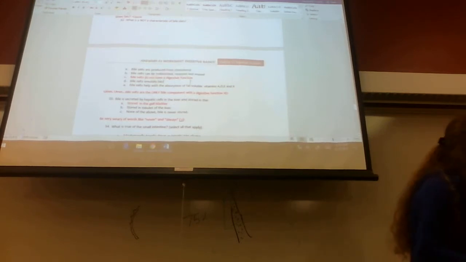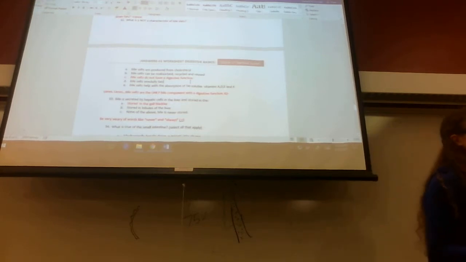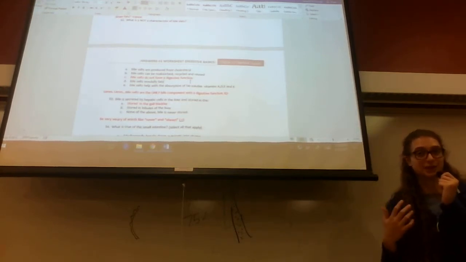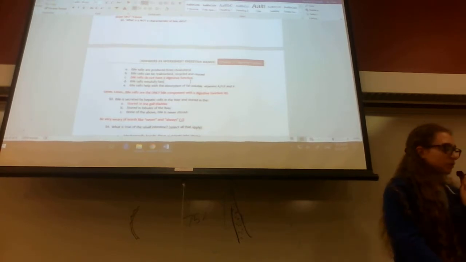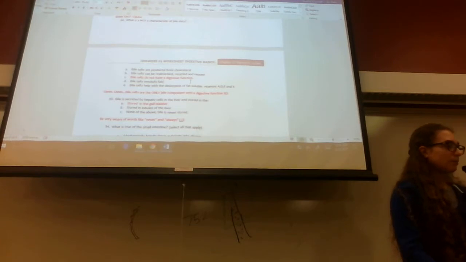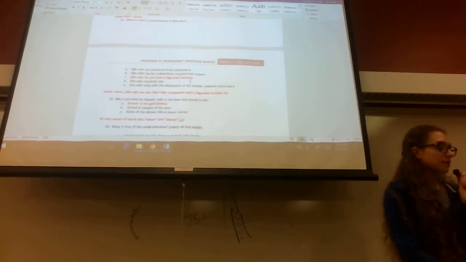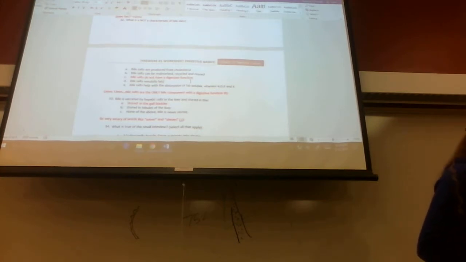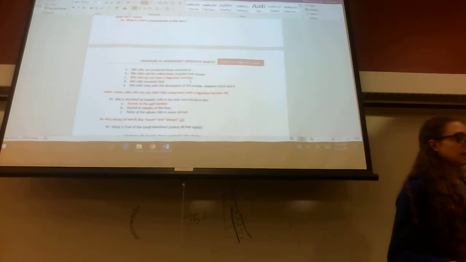Bile salts are produced from cholesterol. So cholesterol is important. Too much cholesterol, though, is dangerous. Bile salts can be reabsorbed, recycled, and reused. Bile salts do have a digestive function. Bile salts emulsify fats, and bile salts help with the absorption of fat-soluble vitamins A, D, E, and K.